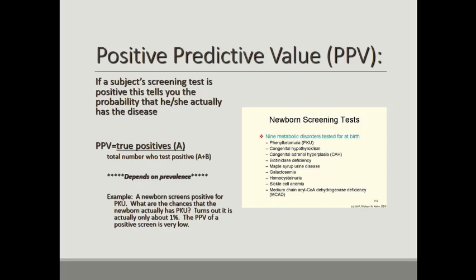The positive predictive value asks: the subject's screening test is positive, so what is the probability that he or she has the disease? For example, if your patient has a positive blood test, the patient may say to you, "Okay, well, this was a screening test. What are the chances that I really have the disease?" In that case, you would want to tell him or her the positive predictive value of the test. Remember, positive predictive value is calculated by taking your true positives, box A, over the total number that test positive.